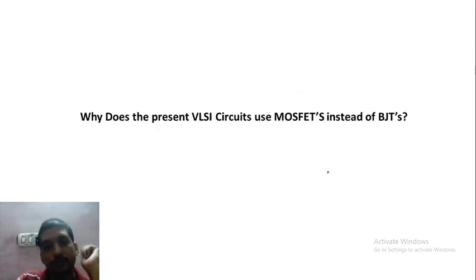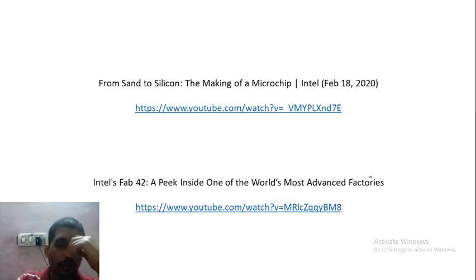Before concluding my session, I want to ask one question. Just think about why present VLSI circuits use MOSFET only instead of BJT. Why is MOSFET so popular? Just think about this. We meet again, and you can refer to these two videos once again to get more in-depth knowledge about the fabrication process.